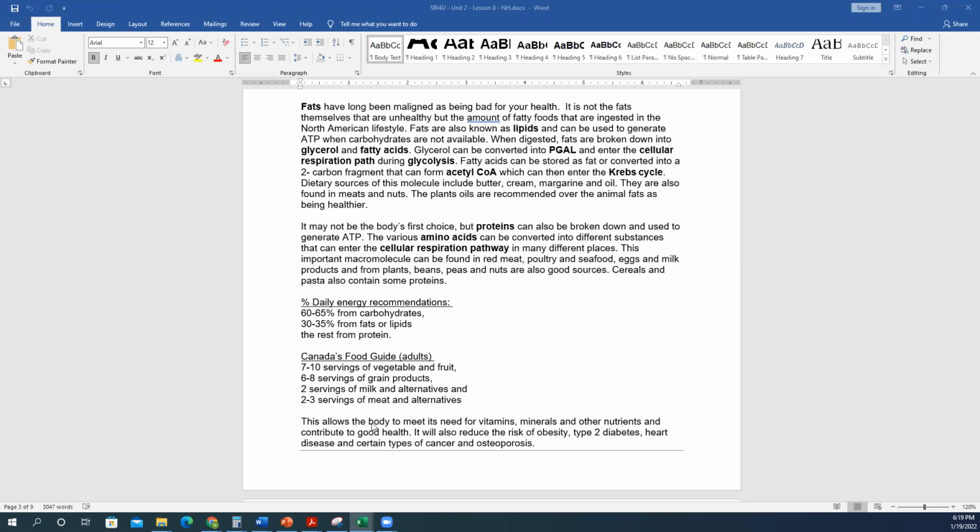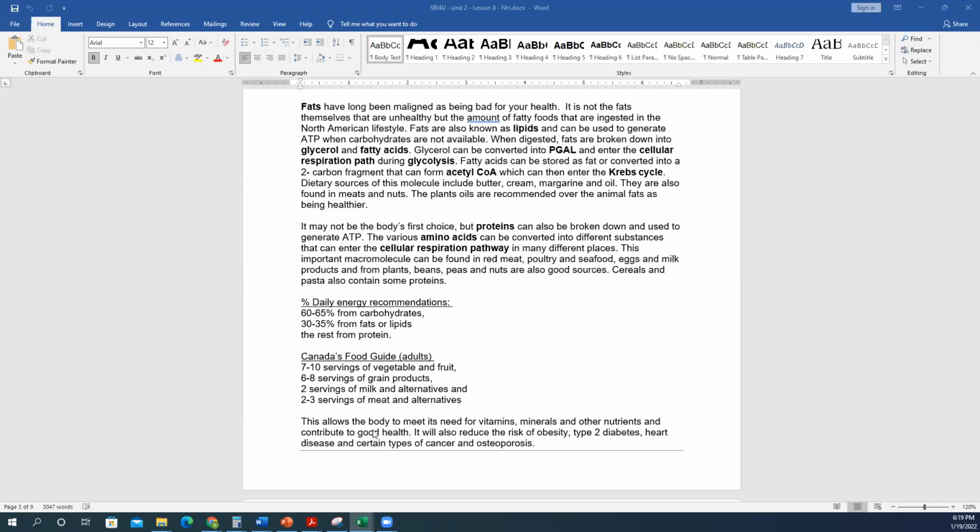Now, Canada's food guide for adults recommends having 7 to 10 servings of vegetables and fruit. Many of you are familiar with Canada's food guide. I'm sure you've come across it before. So 7 to 10 servings of fruit and vegetables, 6 to 8 servings of grain products, a couple of servings of milk and alternatives, and about 2 to 3 servings of meats and alternatives.